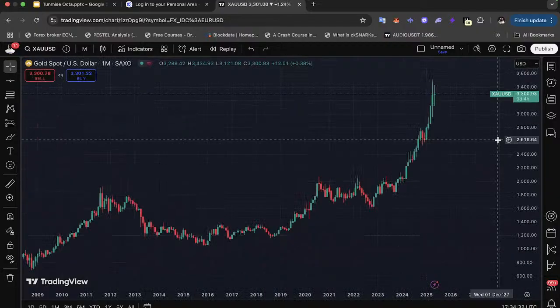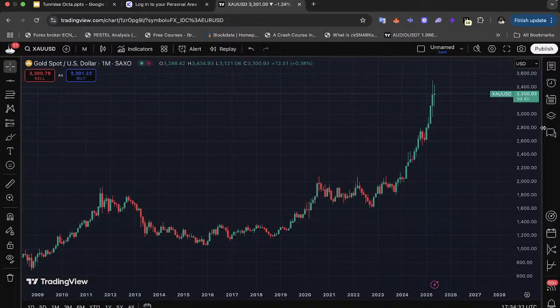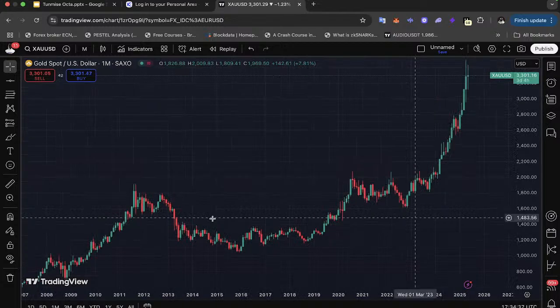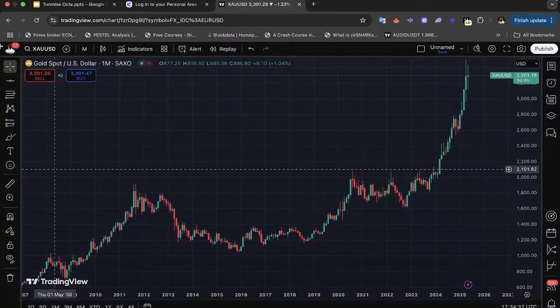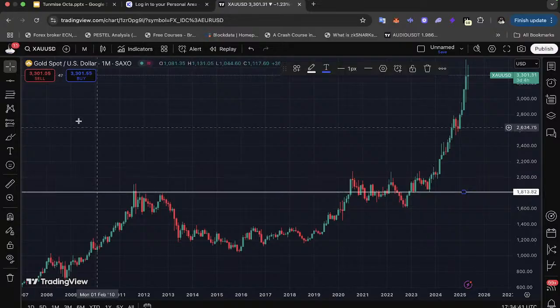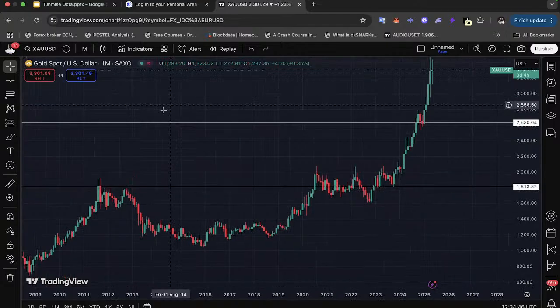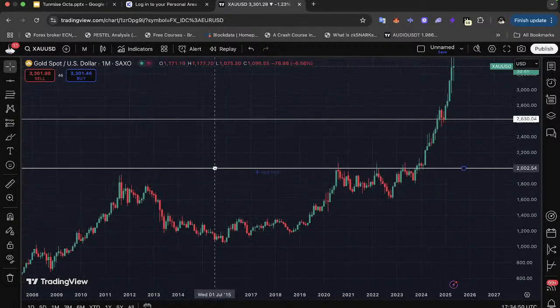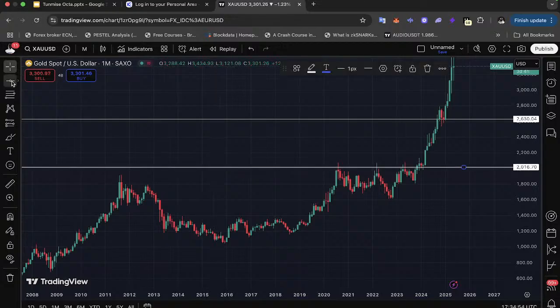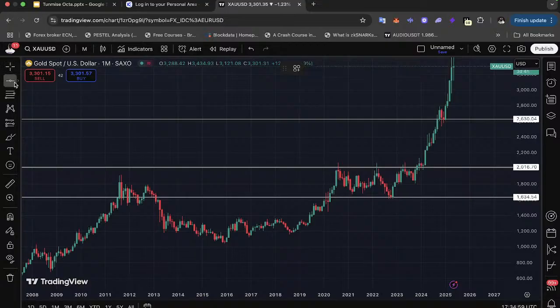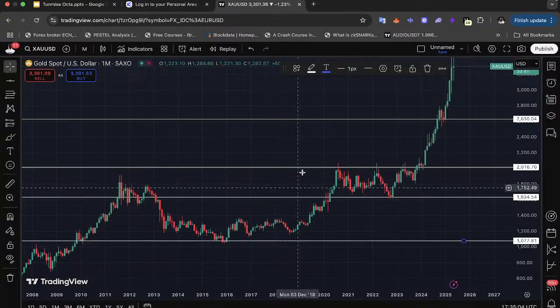Okay, so let's look at gold based on popular opinion. All right, so here we are going to analyze gold. Let's map out levels of support and resistance on gold. Here is a level of support and resistance. Here is another level of support and resistance. Here is another level of support and resistance.